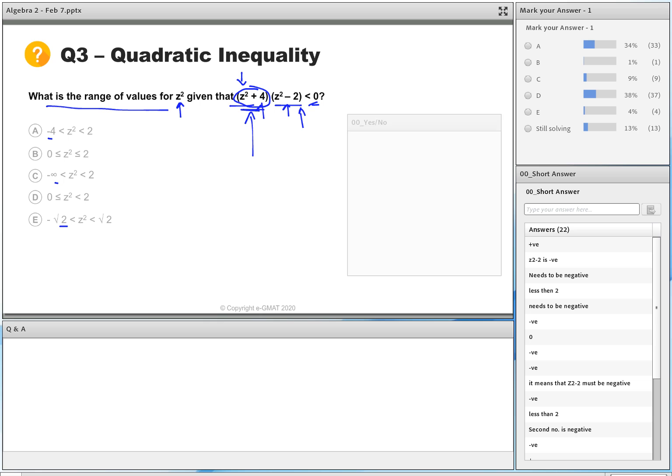Is this clear to all of you? Please mark a yes or a no. That z square minus 2 has to be a negative number. There's no way out, it has to be a negative number.